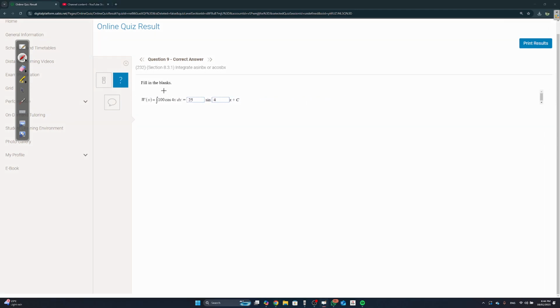Question 9. W of x is this. We want to find the integral of 100 cosine 4x. Always, the constant, you take it to the side. Cosine 4x, what's the rule for it? It's 1 over a. So 1 over 4 times, integral of cosine gets you sine 4x.